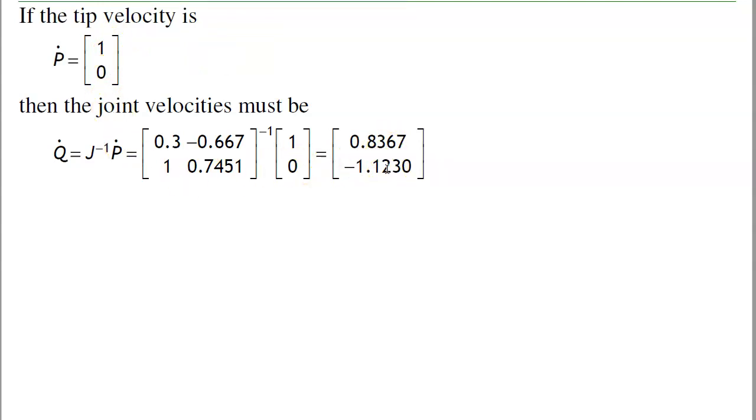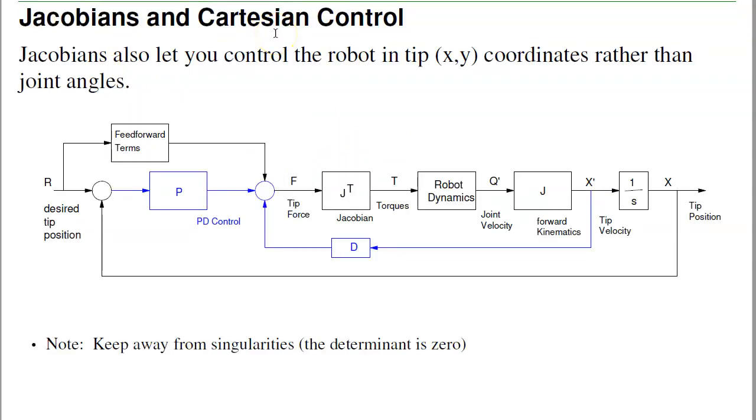So that's where Jacobians are useful. It converts from tip positions, usually what we care about, to the joint velocities, stuff the robot cares about. With Jacobians, instead of using feedback control in joint angles, I can use feedback control in Cartesian coordinates, x, y coordinates. And to do that, I've got my robot. Input is torque, output is angle, or velocity. Joint velocities get converted to tip velocities through the Jacobian, and we're going to get tip position.